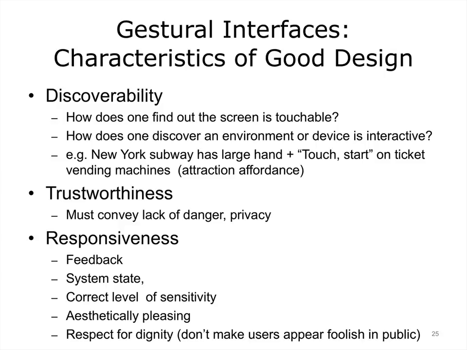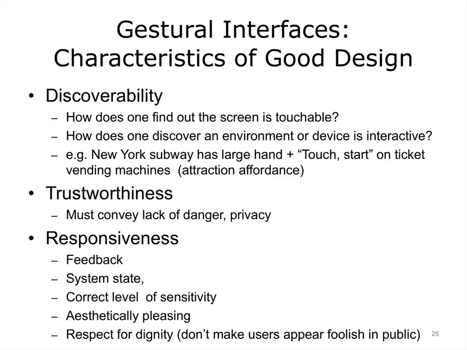Some of the characteristics of good design for gestural interfaces are discoverability, trustworthiness, and responsiveness. Discoverability means whether or not a new user can discover the capabilities of the interface, including the fact that it is an interface responsive to gestures. Sometimes this may have to be conveyed explicitly via an attraction affordance, that is, a sign, diagram, or other means of telling people unfamiliar with it that this has an interface.